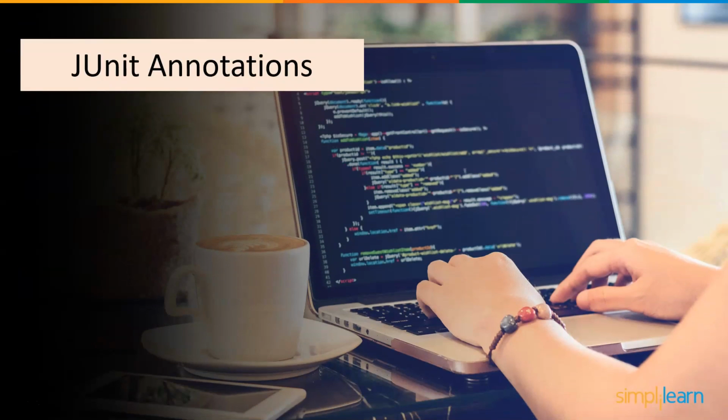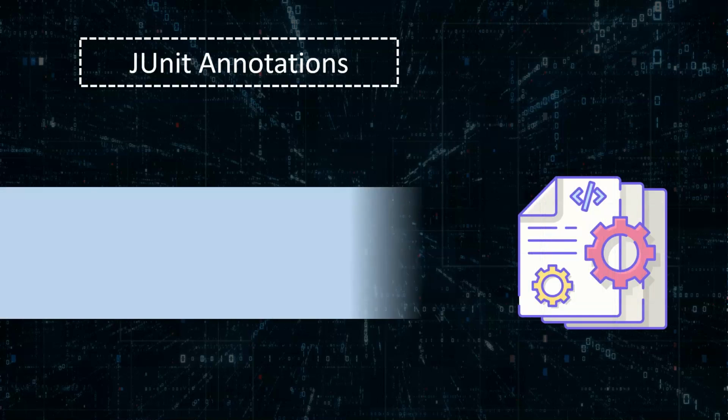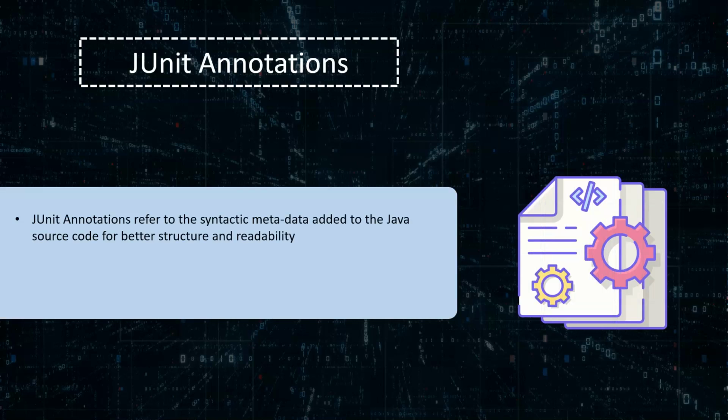Now let's talk about the JUnit annotations. We have already seen the benefit of annotations is to provide metadata about the methods. So annotations also refer to the syntactical metadata added to the Java source code. So identification is also quite easy, the overall structure of the source code can be done in a better way, and the readability is also good when we talk about annotations here.